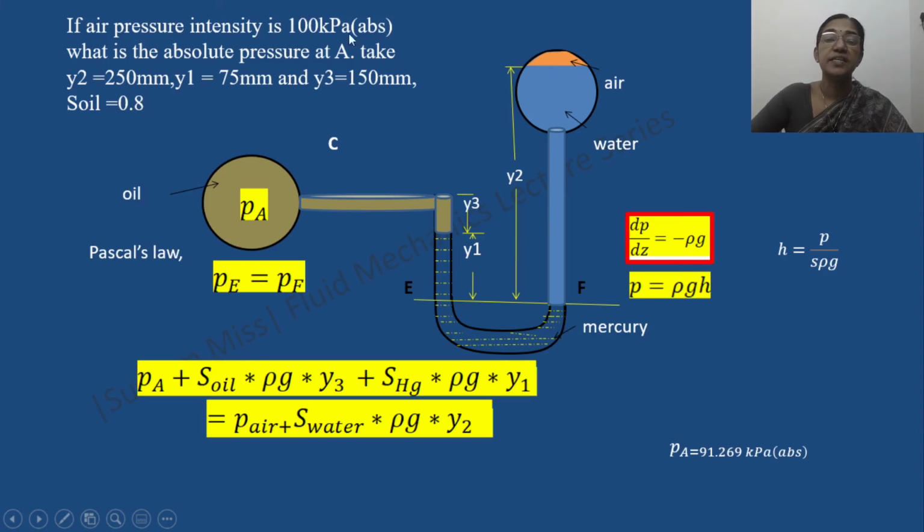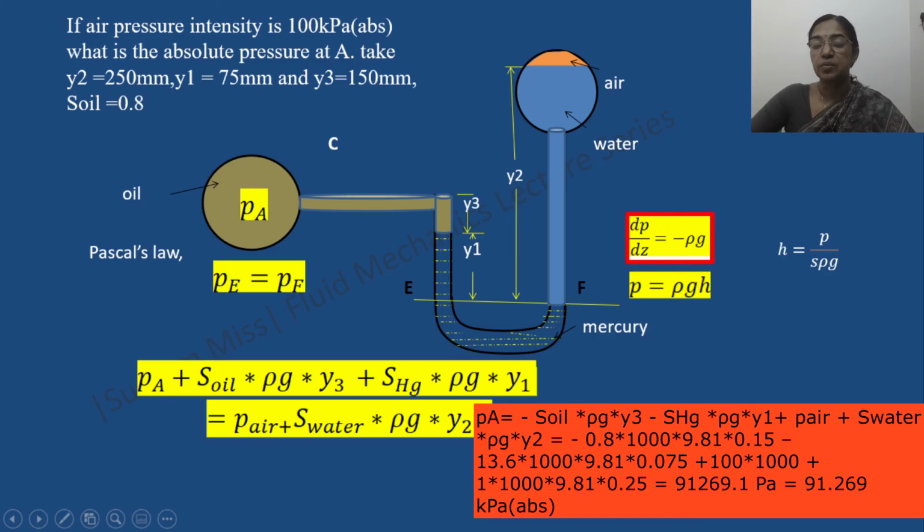Pressure of air here, that is given in kilopascals. So we are writing down the pressure equation in terms of pressure. So Pa, that is here, Pa plus, here it is oil, so S into oil into rho g, so that is specific weight of the oil into Y3 plus then specific weight of mercury into Y1. So that means we reached here. So that is equal to pressure of air plus specific weight of water into Y2. So if you are substituting the corresponding values, you will get the pressure of oil 91.269 kilopascal. That is the absolute pressure at this point. So you can very well work out this problem.